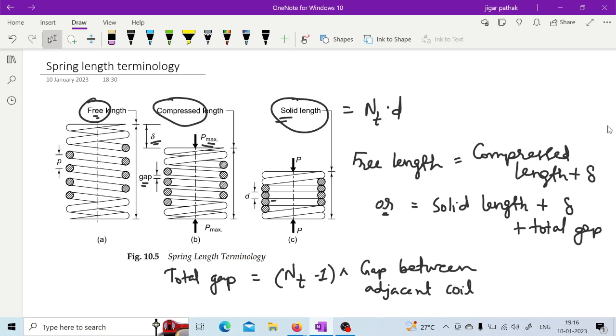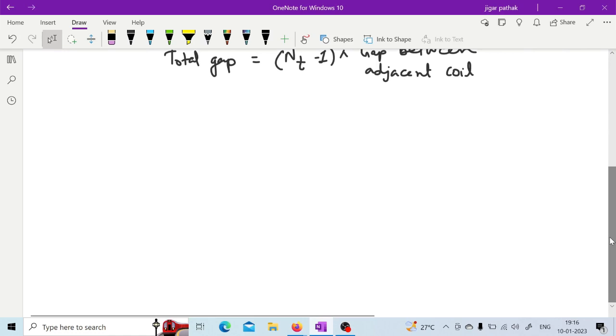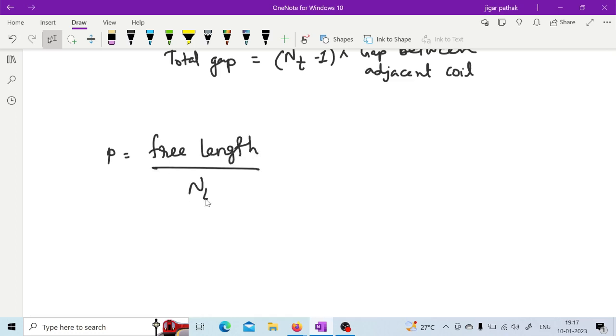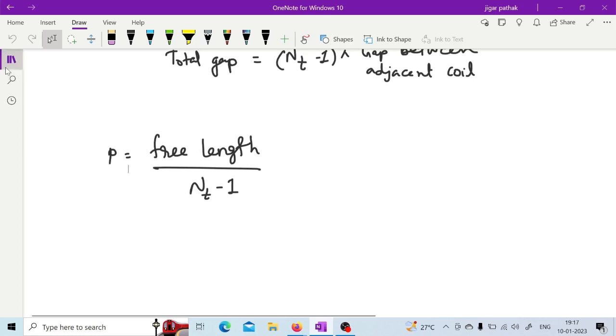Apart from this length, here we can also define the pitch as it is mentioned here, this P. So P can be defined as, in case of the free length only we are defining that pitch. So it is free length divided by nt minus 1, right? So this is how we have these particular things related to the helical spring. Now if we go further.